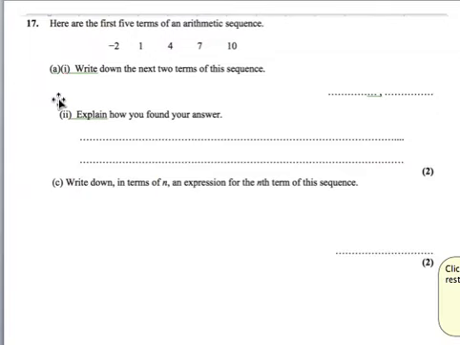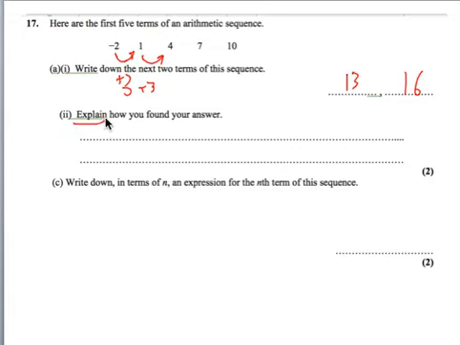Again, this is from a past paper question. Here are the first 5 terms in an arithmetic sequence, and we're asked to write down the next 2 terms. What do I do to minus 2 to get to 1? I add 3. 1 to 4, add 3. 4 to 7, add 3. 7 to 10, add 3. So my next terms are going to be 10 plus 3 is 13, and 13 plus 3 is 16.